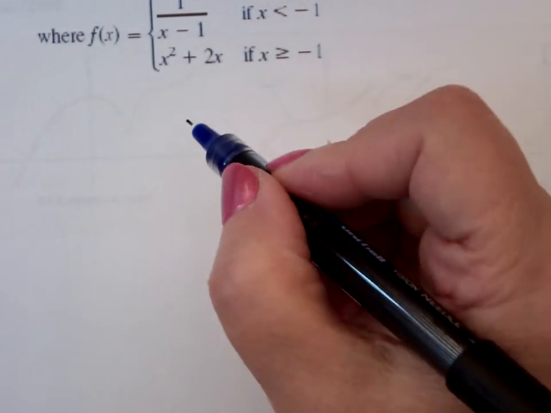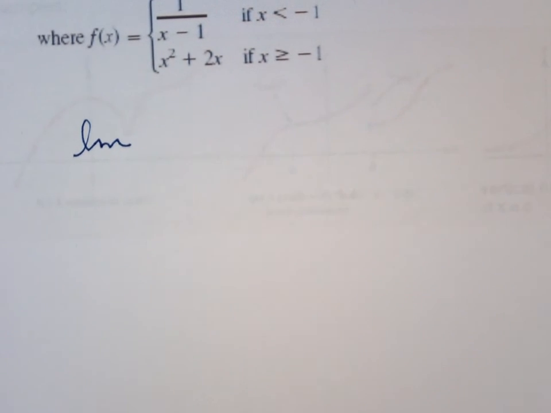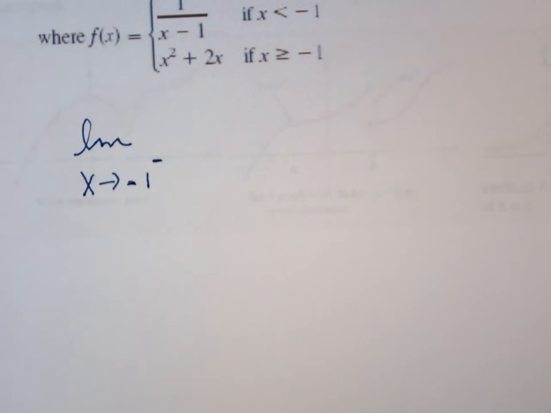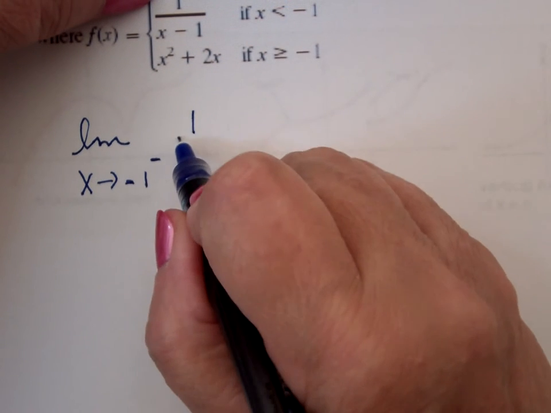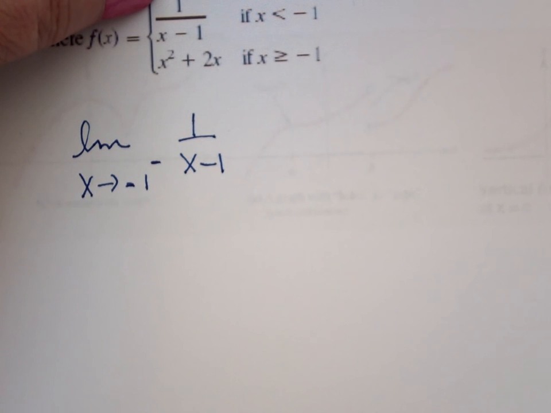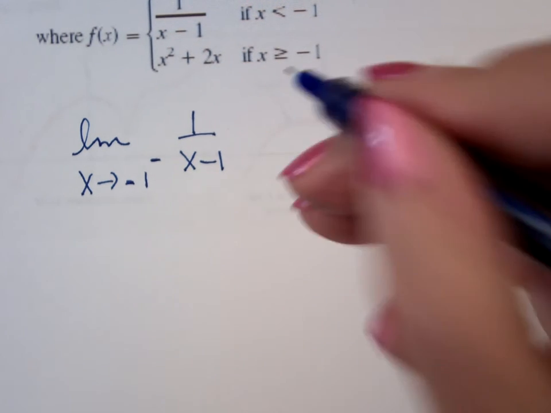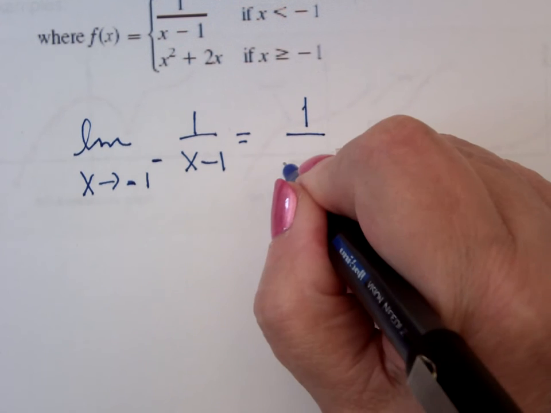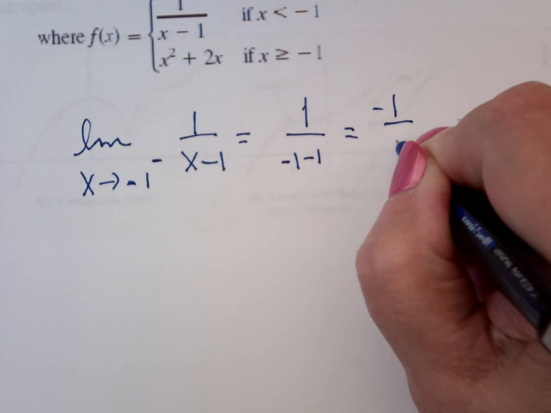So this says I want to take the limit as x goes to negative 1 from the left. Now if I'm to the left of negative 1, that means I'm using the top function, because that's for everything to the left of negative 1. So this is going to be essentially 1 over... negative 1 doesn't cause a problem, so I can just plug it in. And of course, this then becomes negative 1/2.